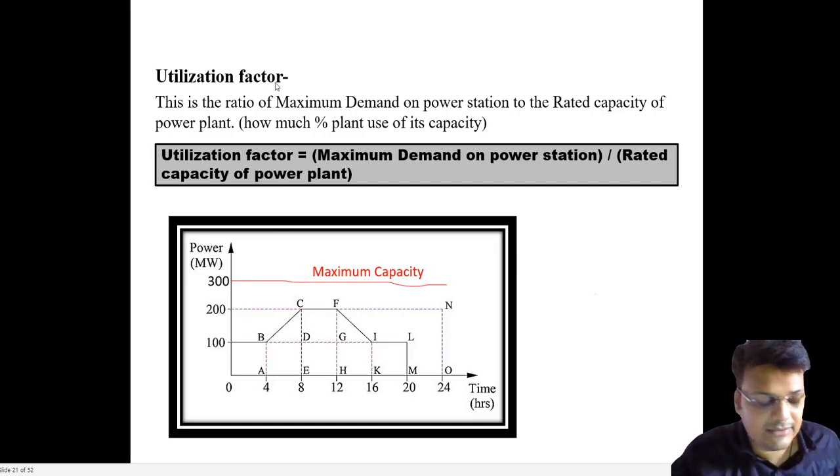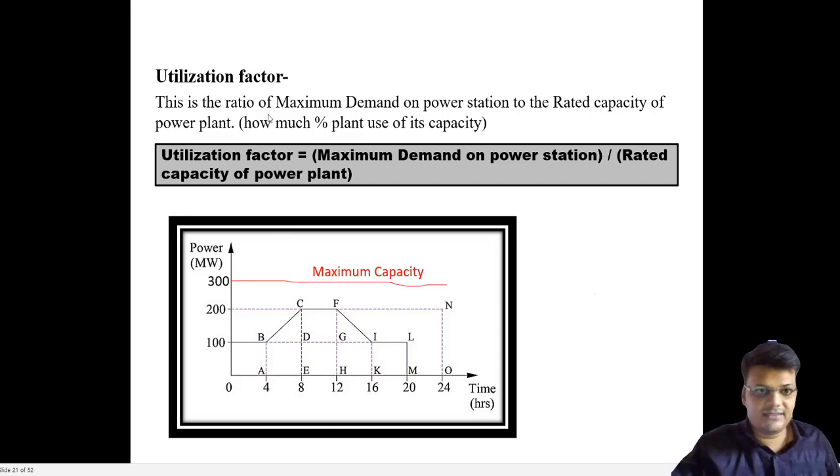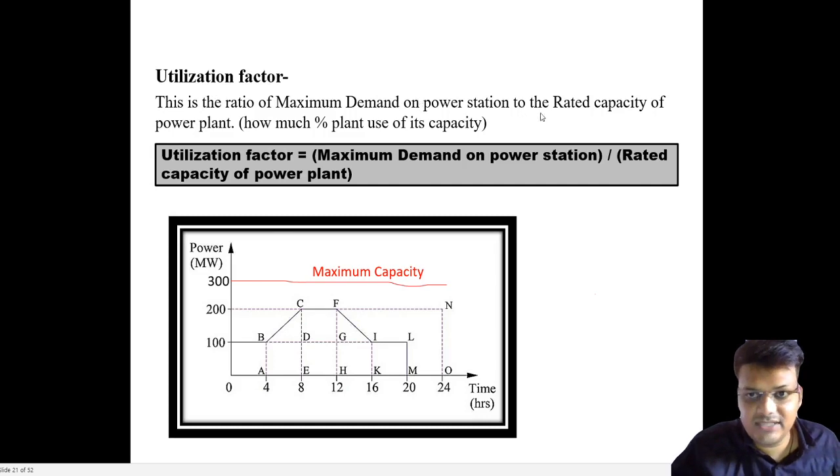Now the plant utilization factor. This is the ratio of the maximum demand on the power station to the rated capacity of the power plant. Suppose a power plant has a maximum capacity of 300 megawatt; it will be given in the question, so don't worry about that. What is the maximum demand on the power station? We can easily see it is 200 megawatt. The rated capacity of the plant will be given in the question. So simply, maximum demand divided by maximum capacity gives the utilization factor.